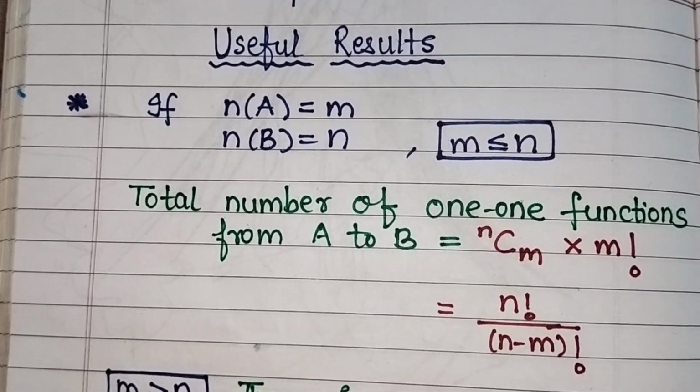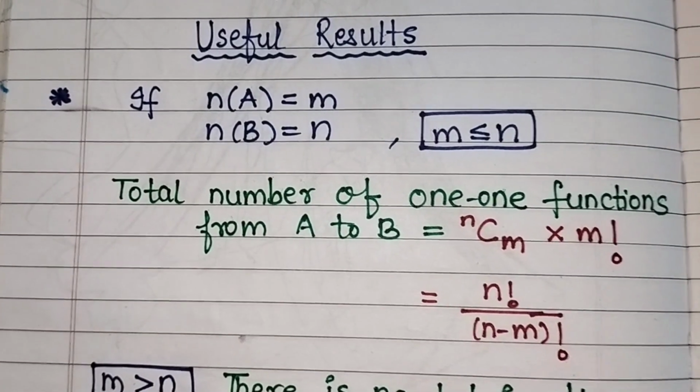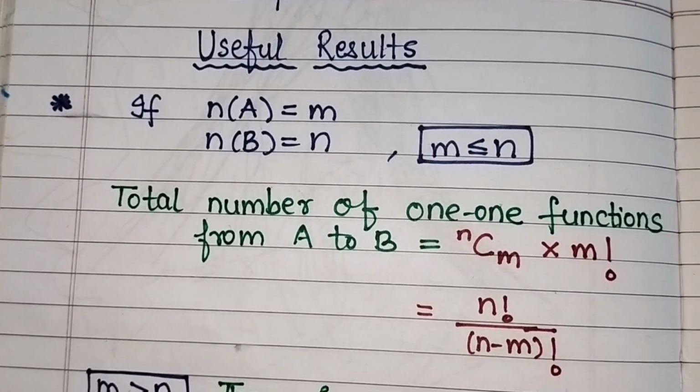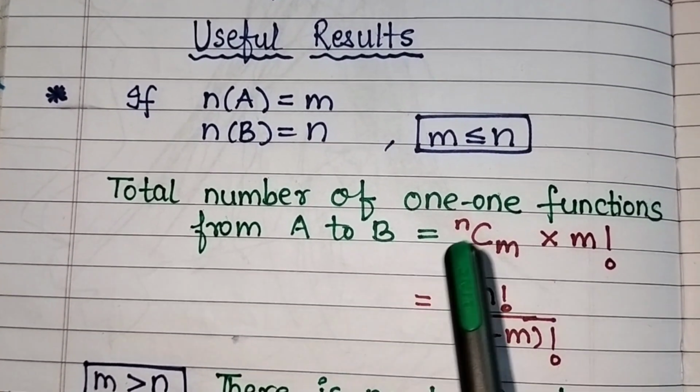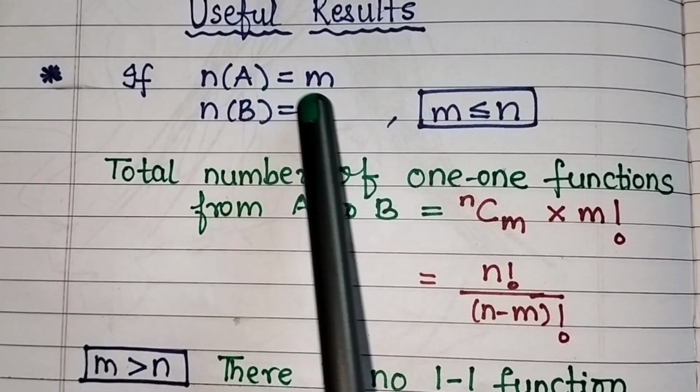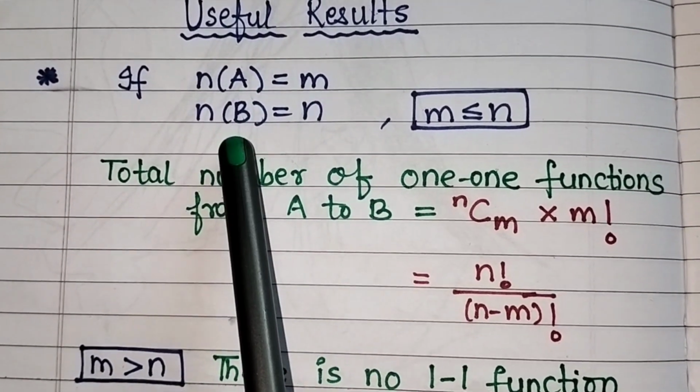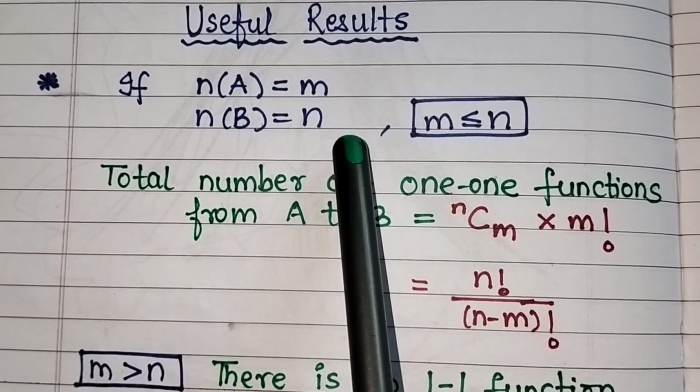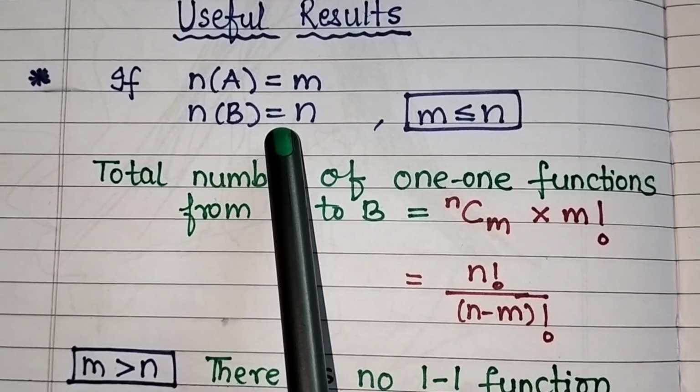Now in this video I am going to give you some useful results from chapter 1. The first one is about 1 1 and onto function. If you have number of elements in a set A which is equal to m and number of elements in a set B is equal to n. Now here both A and B are finite sets.